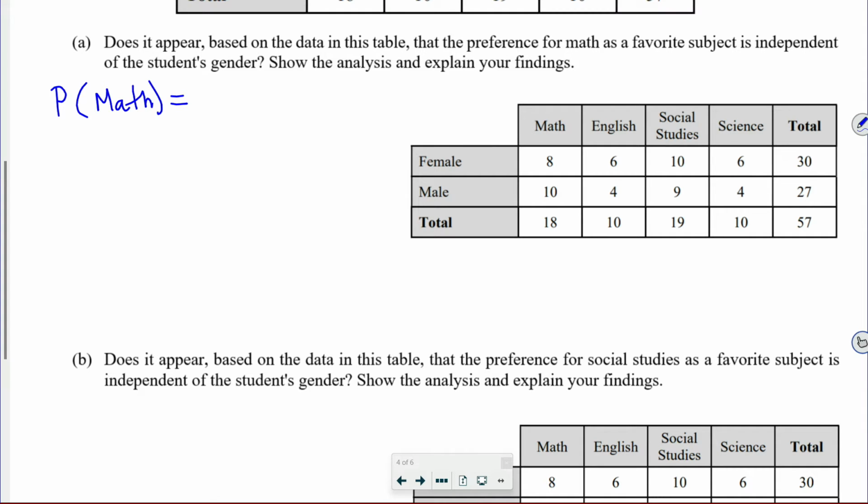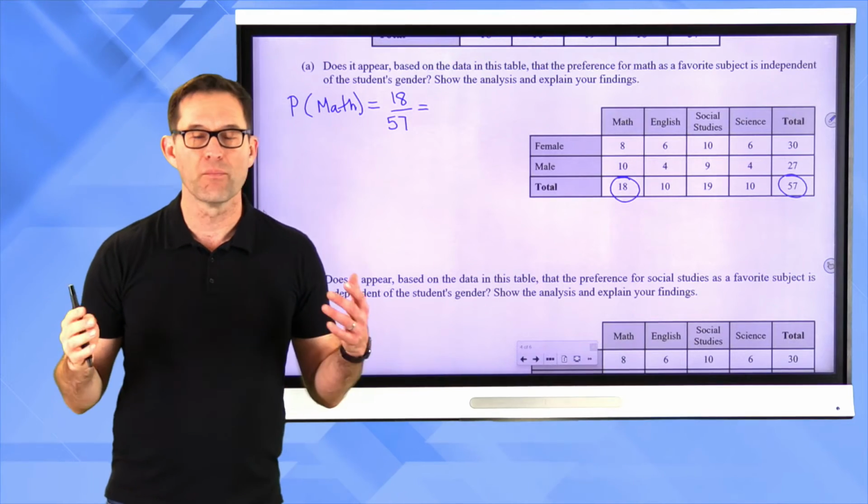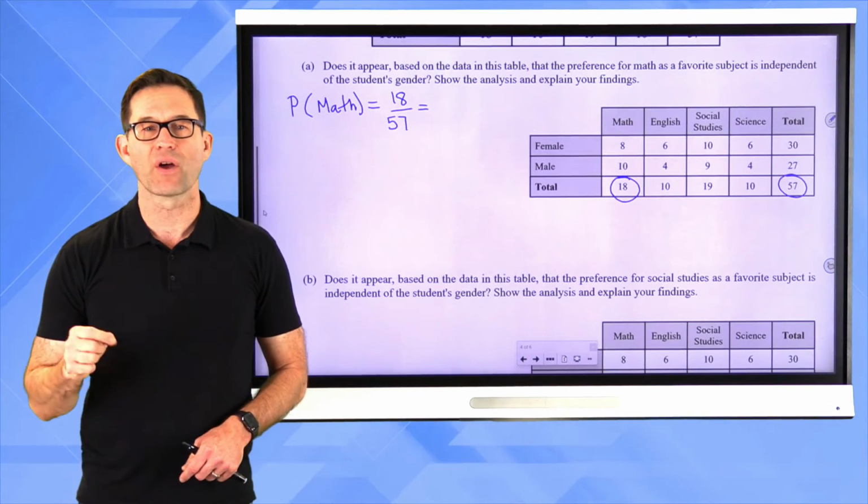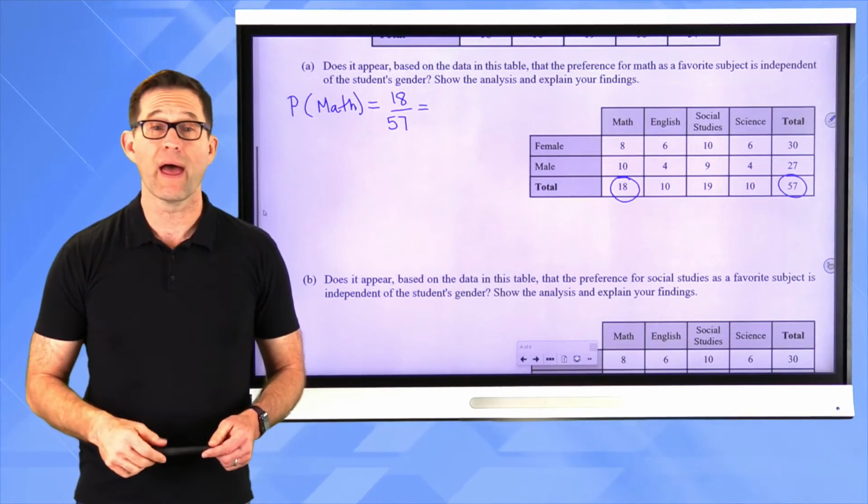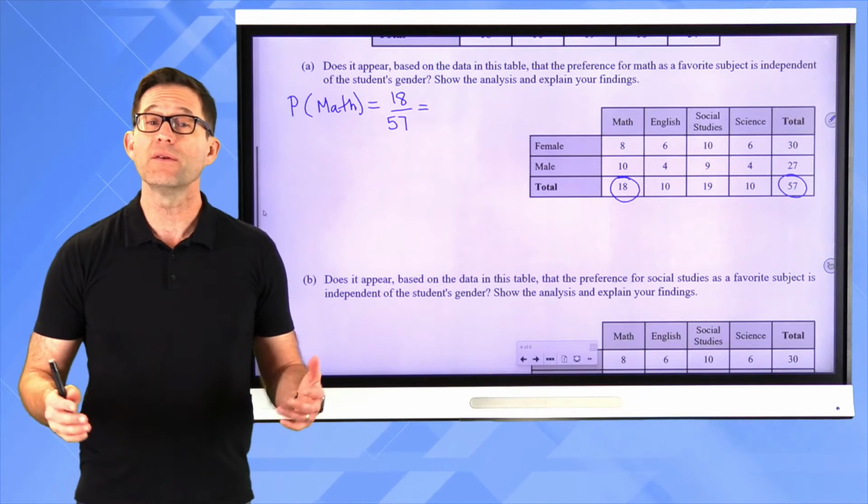And that's easy enough, right? There are 18 total people that prefer math out of 57. So I'm going to just do 18 divided by 57. Now, it's hard to compare fractions. We all know that, right? The only way to really properly compare fractions is to have common denominators, which we're not going to have in this particular problem. So we need to go with decimals.